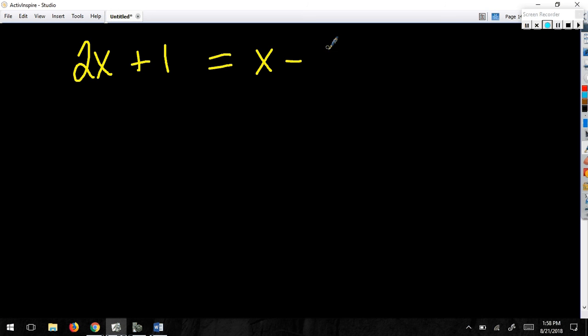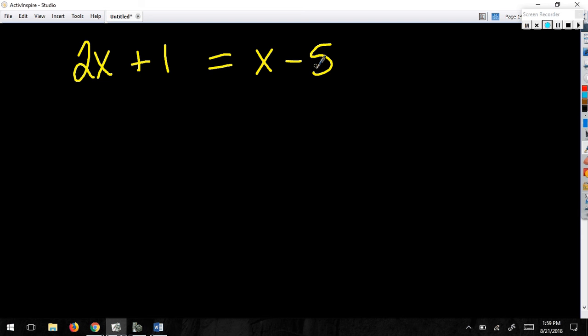How is this one different than the ones we've been doing? There's two x's. I got them on both sides. So when you see it set up this way with variables on both sides, what am I going to do? You've got to get simplified to x. I need to get them together. Combine like terms. Put them on the same side together.